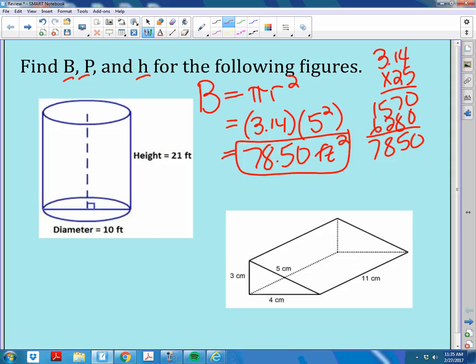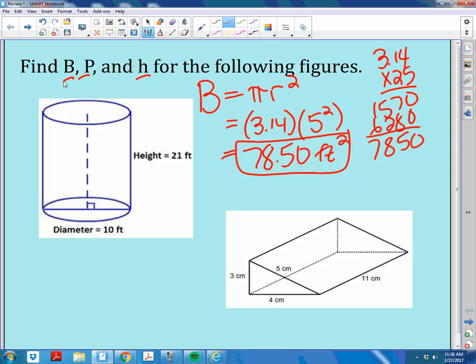Could you have answered 25 pi? Yes, you could have, absolutely. Because 25 pi is equivalent. It's actually a more exact amount, right? 25 pi is actually more exact because we know that 3.14 is an estimation.